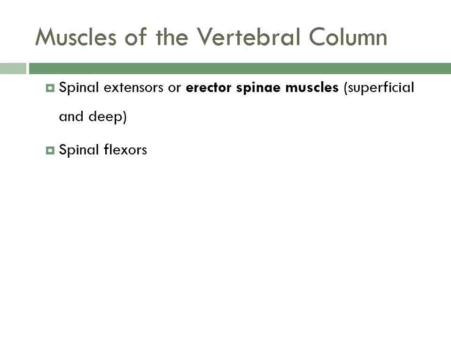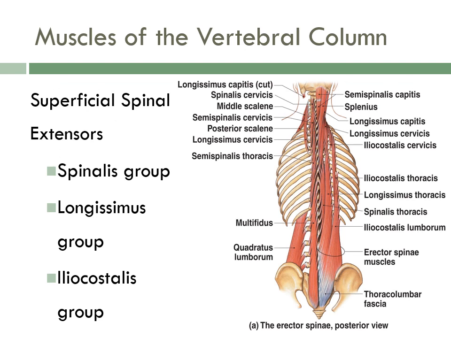We are moving on to muscles of the vertebral column. So we have muscles that flex and muscles that extend. The erector spinae muscles are the spinal extensors. We have superficial muscles closer to the skin and deeper muscles that are deep along the vertebral column. And then we have spinal flexors, which do the opposite, and they flex the spine. So we're going to look first at our superficial muscles. They're larger muscles, and they act on larger regions of the spine.